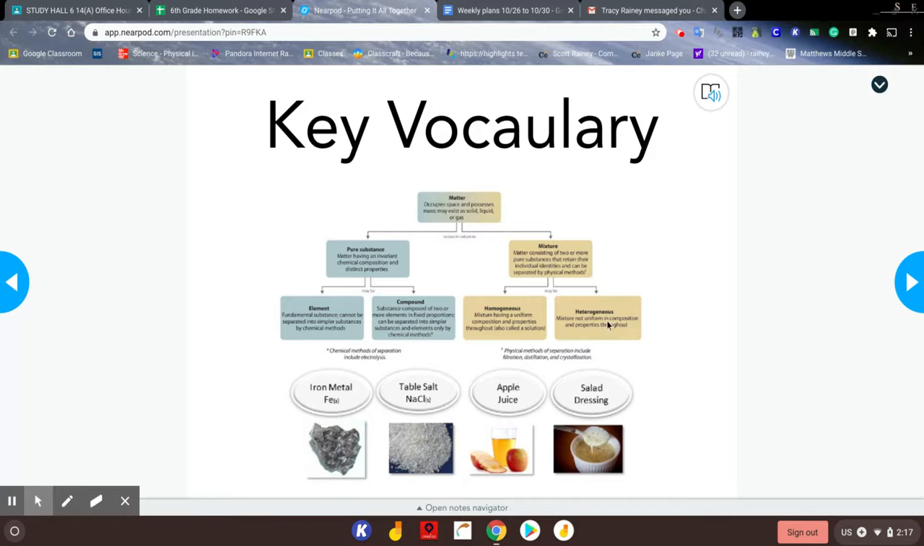And they include your compounds, which are two or more elements chemically combined, things like water and salt. On the other side of this table, we have mixtures, which are two or more substances that are physically connected. We can separate them through physical means, and those include those that are homogeneous, or look the same throughout, like apple juice, or heterogeneous, where they might differ in composition, like salad dressing, where they have different amounts of materials in them.